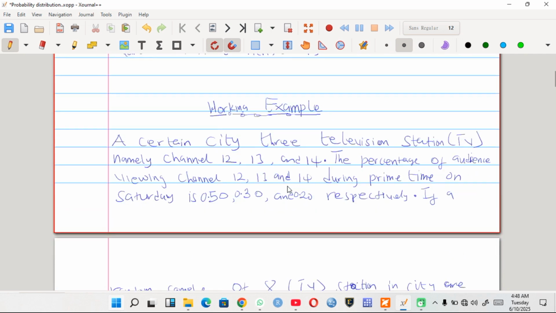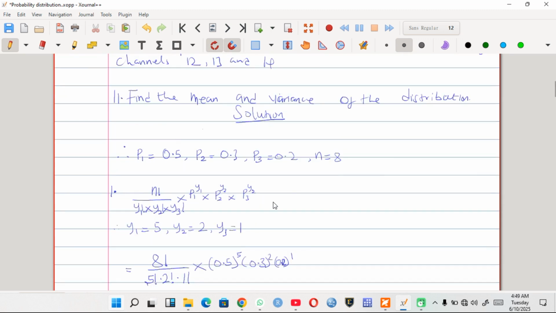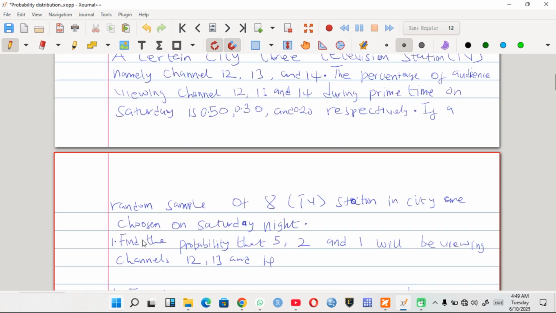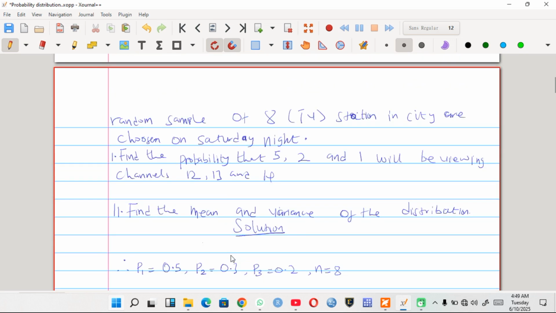And then our N was given inside the question, that a random sample of 8 is chosen on Saturday night, right? So the random sample of 8 is chosen. So here our N will be 8, right? And then we have been asked to find the probability that 5, 2 and 1 will be viewing channel 12, 13 and 14. So right now our Y1, Y2 and Y3 have been given here. The 5 is for our Y1, the 2 is for our Y2, and the 1 is for our Y3, right?